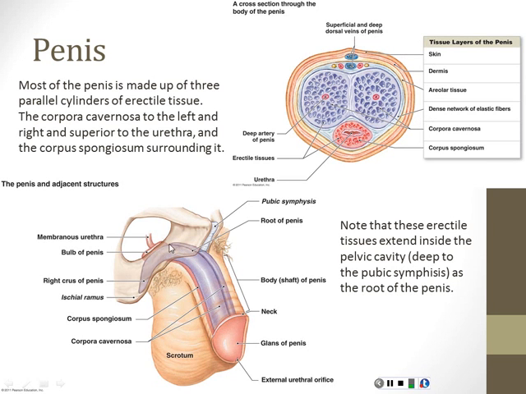And then an important thing, which this book doesn't have a very good picture of, is that these cylinders, particularly these 2, the corpora cavernosa, extend deep to the pubic symphysis as well. So that erectile tissue is not just in the external part of the penis, but it's actually inside, underneath the bones there too. All right, like I mentioned there.